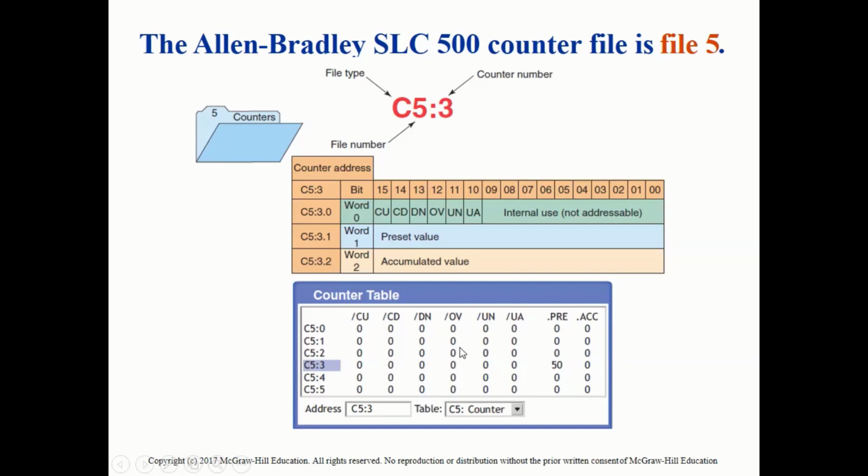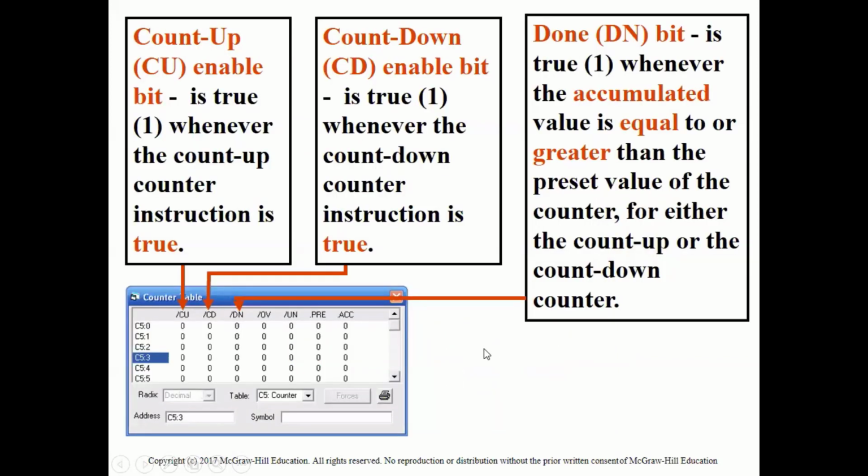Overflow means that the counter was triggered by something beyond the set count. And then you have the preset and the accumulated. So in short, we have a count up enable bit, that's the CU. We have a countdown enable bit, and they're true whenever the count is up or whenever the count is down. We have the done bit, which is true whenever the accumulated value is equal or greater than the preset value of the counter. That's for either the count up or count down counter. So that's the CU, CD, and DN.